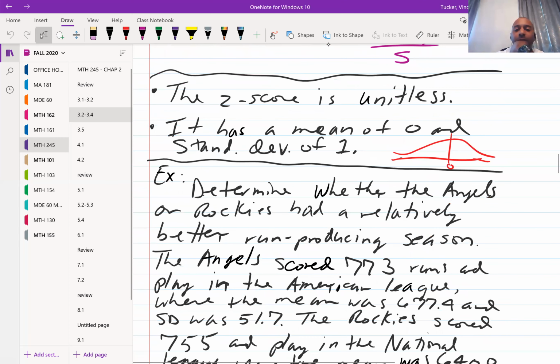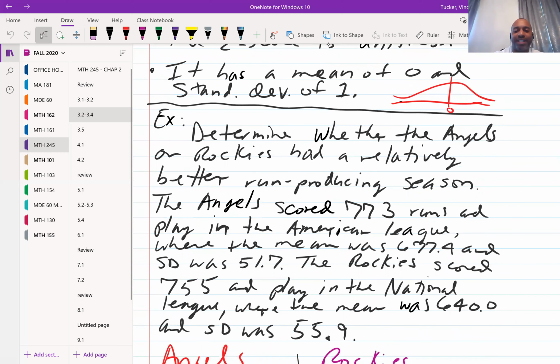So this problem right here, I don't know if I was a little sleepy when I wrote this out, but a few of my words ran together. It's still readable though, I believe. If not, just let me know if you have any questions on anything I've written. So it's to determine whether the Angels or Rockies had a relatively better run producing season. The Angels scored 773 runs and play in the American League, where the mean was 677.4 and standard deviation, I just used SD for standard deviation, was 51.7. The Rockies scored 755 runs and play in the National League, where the mean was 640 and standard deviation was 55.9.